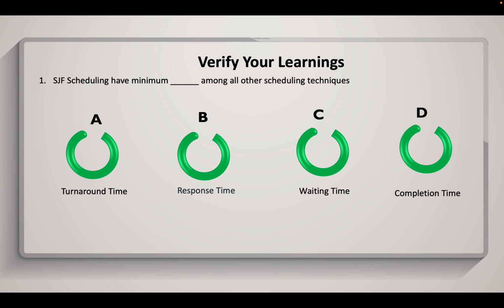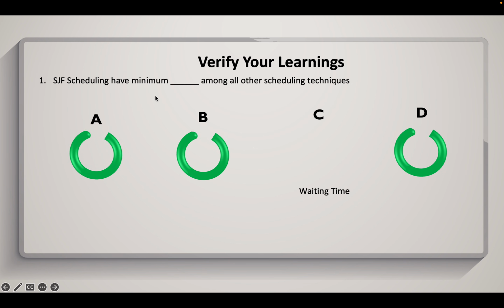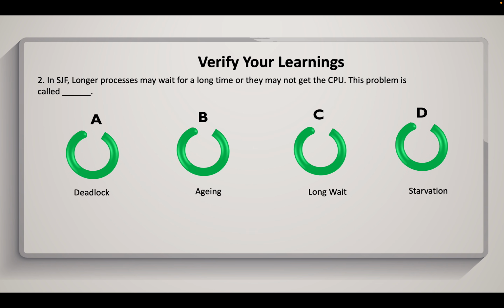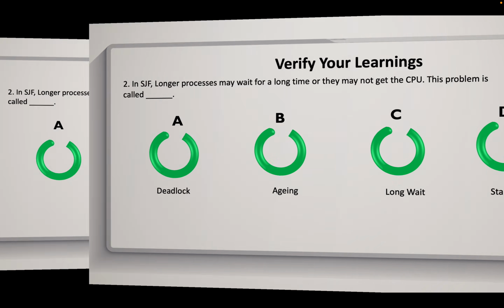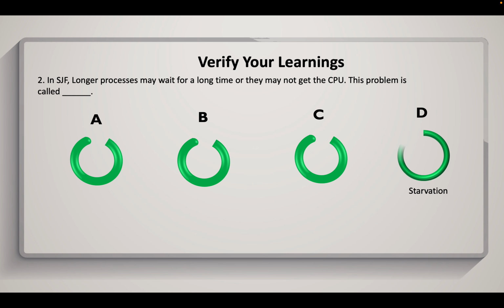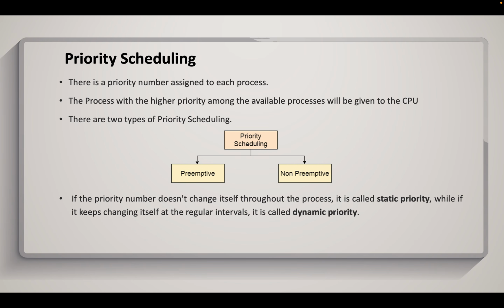Verify your learnings. SJF scheduling has minimum waiting time. In SJF, longer processes may wait for a long time, or they may not get the CPU. The problem is called starvation. It depends upon the size; a longer process has to wait a long time. That is called starvation.